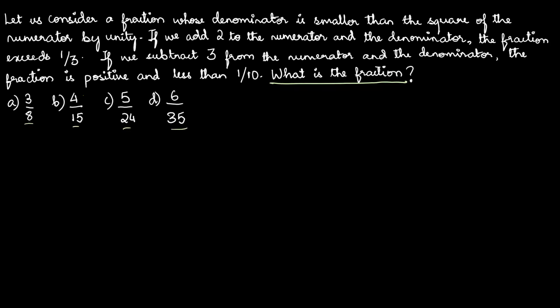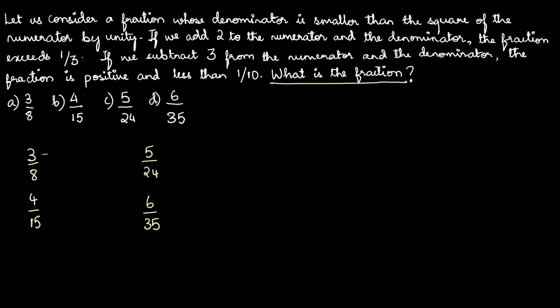3/8. All of these are fractions. So let's put down those fractions in a neat little line down here: 3/8, 4/15, then 5/24, and then 6/35. So these are my fractions over here. And what are those terms and conditions? The first is that the denominator is less than the square of the numerator by 1.